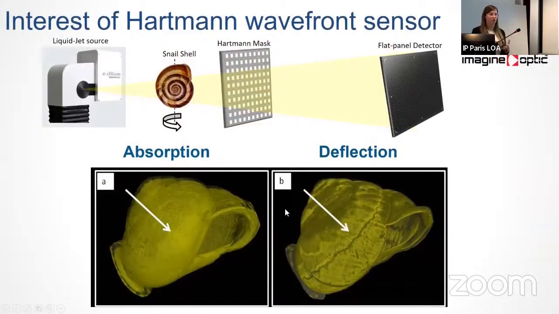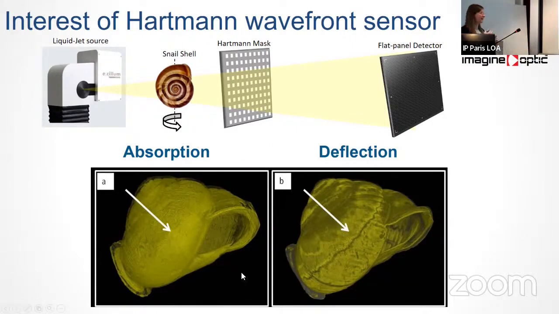To understand why we need to perform phase imaging, we tested with a snail shell. We did a tomography experiment with this kind of sample, and after that we reconstructed in 3D the absorption and the deflection imaging. In this case, it was clear that in the deflection image we can look at several details, so the presence of cracks and imperfections on the snail shell that were completely absent in the absorption reconstruction.